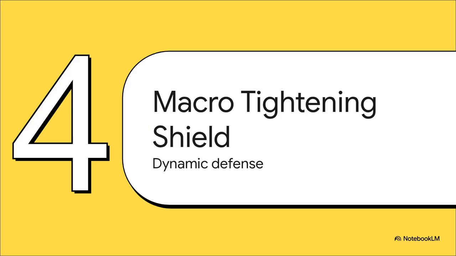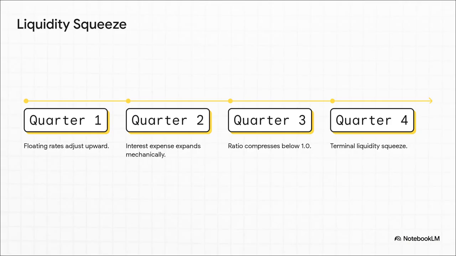Which leads us to Section 4, the macro tightening shield, your dynamic defense. Think back to day 97, when we discussed the mechanics of central banks contracting global liquidity and raising interest rates. The interest coverage ratio isn't just a static snapshot. It acts as a highly dynamic defense mechanism against this exact kind of macro tightening. Let's walk through a crisis unfolding in slow motion for a company that starts with a fragile 1.6 ratio.